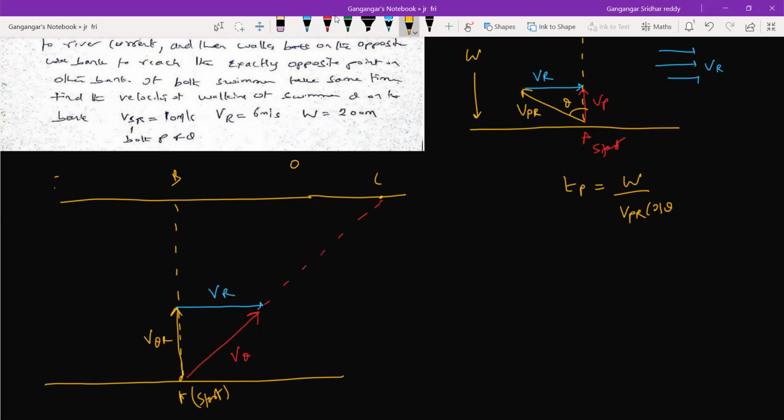So what do you do? You'll walk some distance. So there's a river current, and there's a width.